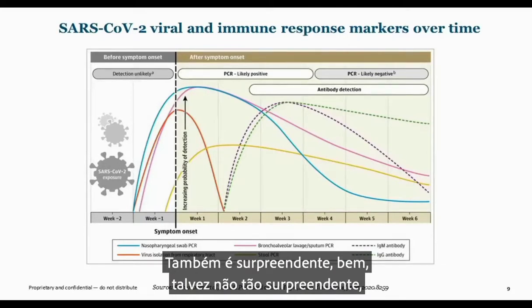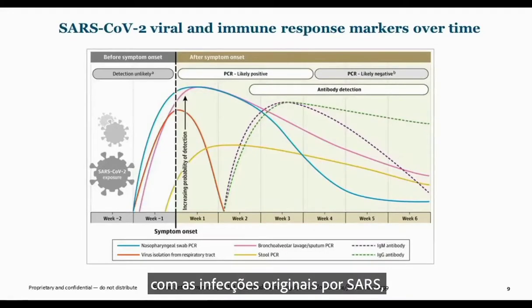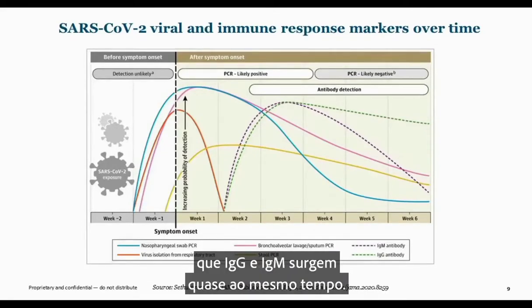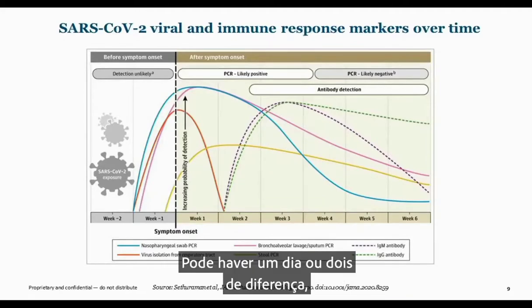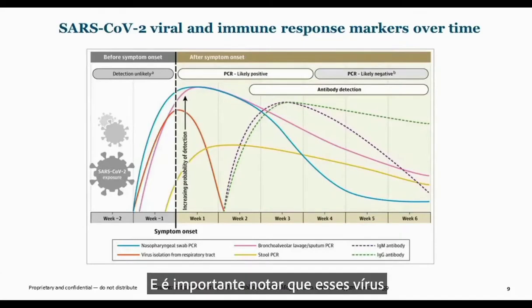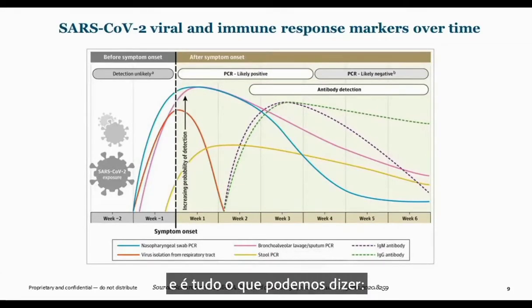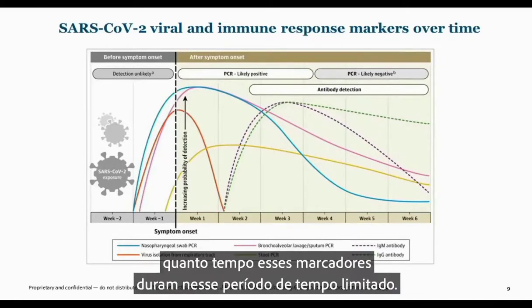Also surprising, well, maybe not so surprising because we saw a similar thing with the original SARS infection, is that IgG and IgM come up at almost the same time. There may be a day or two difference. We'll talk about that a little later, but IgM does drop off more quickly than the IgG, which remains positive. An important note is that this virus has only been in the human population for a couple of months, so all we can tell is how long these markers last in that limited time period.